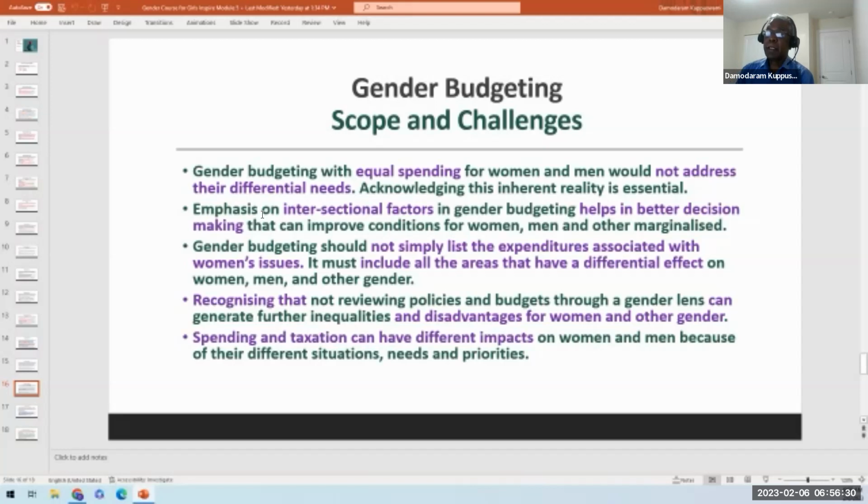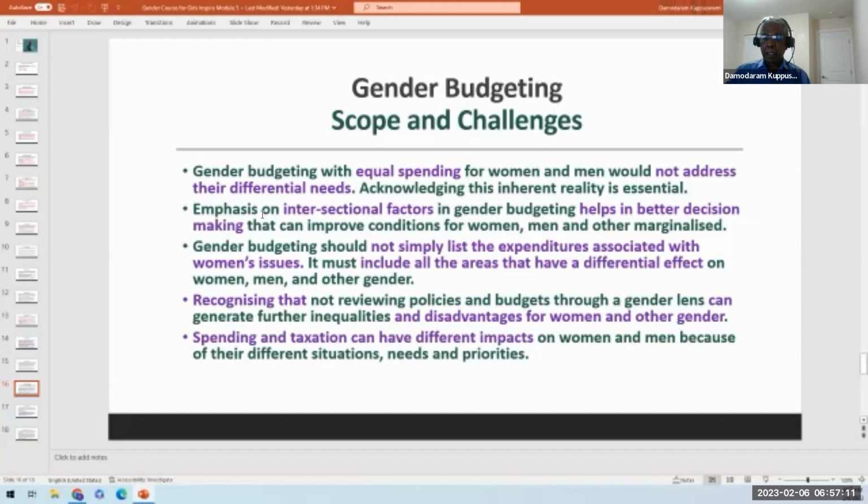So we need to recognize that if we don't review policies and budgets through a gender lens, it might continue to reinforce the inequality, and women and other gender will remain disadvantaged. This also needs to be looked at in terms of taxation on different aspects. Though we may be working in one particular area, we still need to look at how taxation affects the different situations, needs, and priorities.